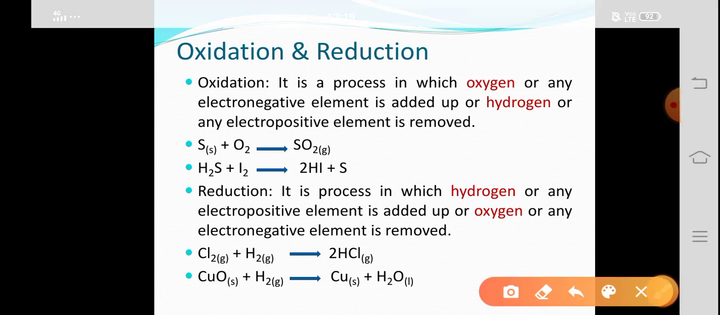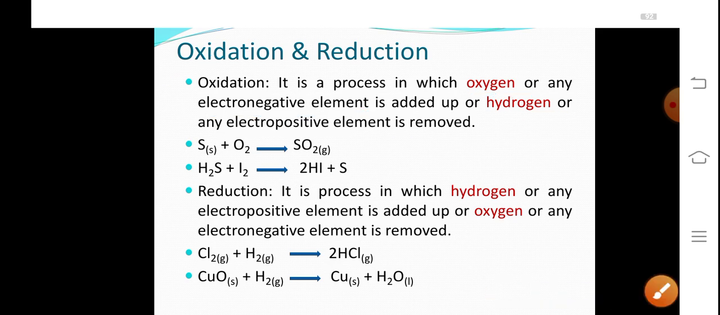Oxidation. It is a process in which oxygen or any electronegative element is added, or hydrogen or any electropositive element is removed. So here two definitions of oxidation are given. Now let us learn more about it by seeing these examples.